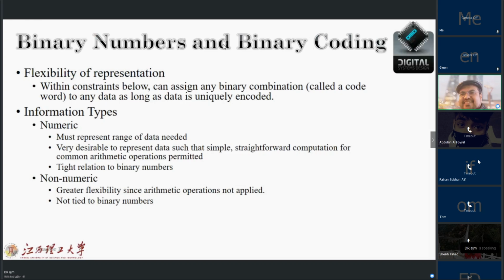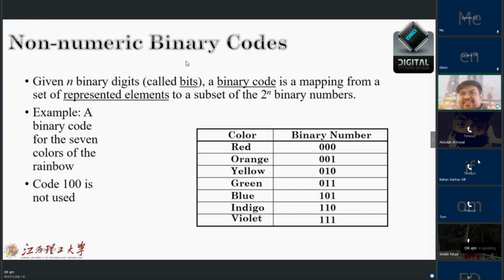And we can have the types in relation to binary numbers. For data types which are non-numeric, there is greater flexibility since arithmetic operations will not be applied, and they are not tied to the binary numbers. Non-numeric binary codes can sometimes come in other senses or other words.